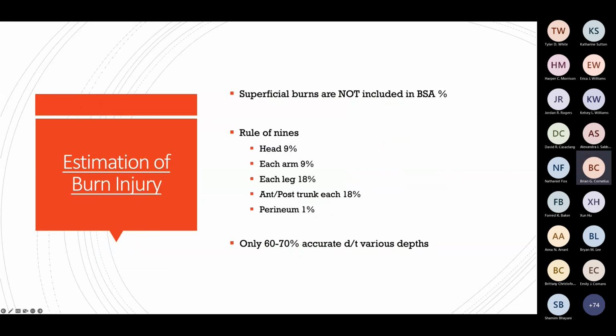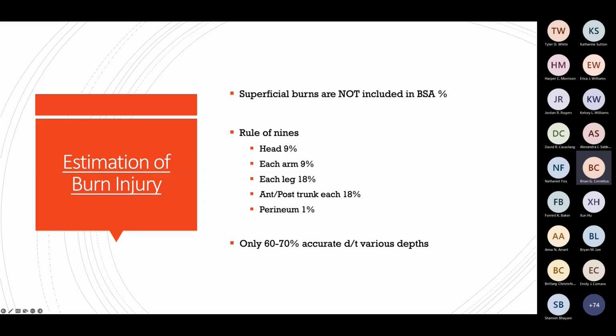So how do we estimate burn injuries? There's several different formulas, and we're going to go over them. But remember, you don't include your superficial burns. One of the most common ways for lay folks to calculate this is what's called the rule of nines. So this breaks each body component up into a percentage.